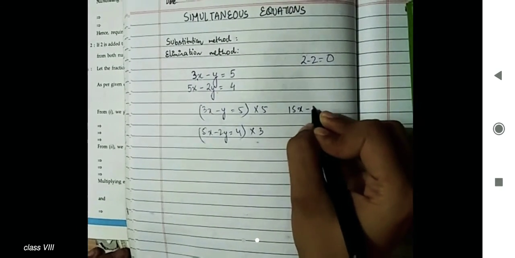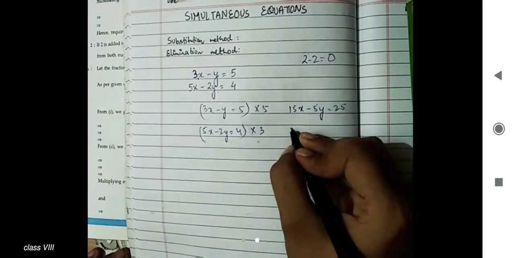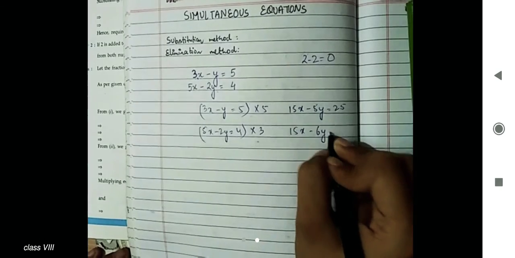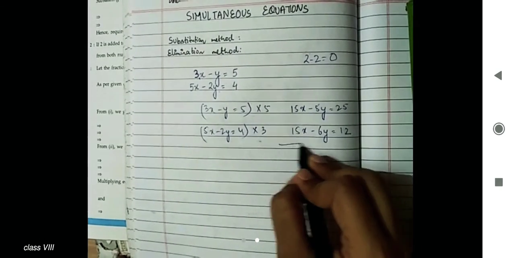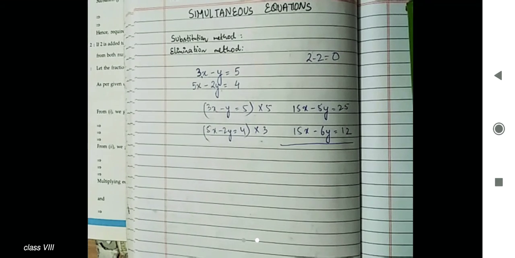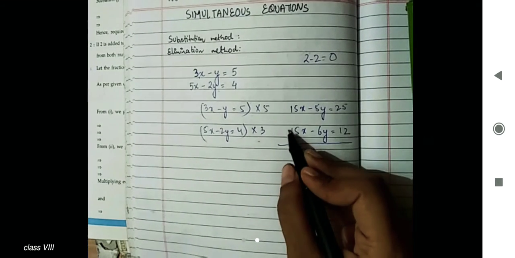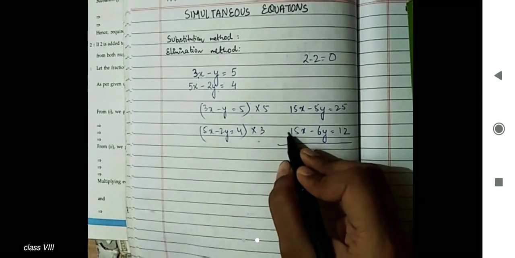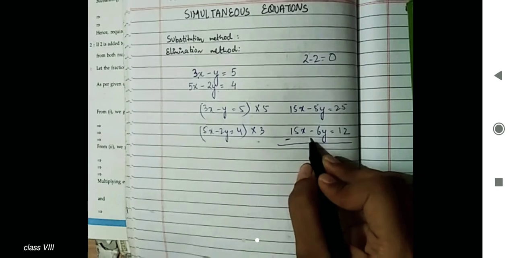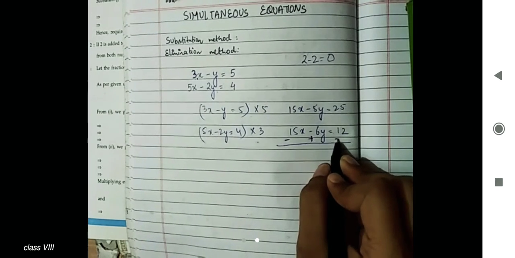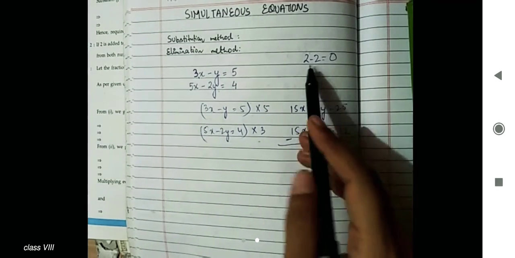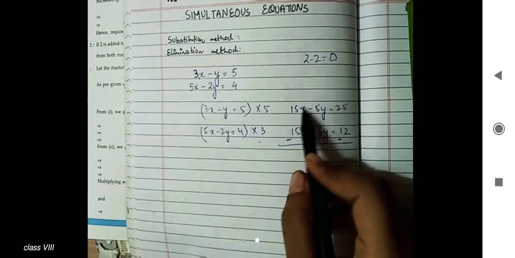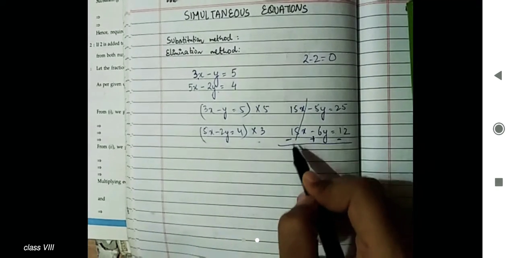So after multiplying, what will I get? 15x minus 5y is equal to 25. We multiply 5 with all the terms. Similarly here, 3 times 5 is 15x minus 6y is equal to 12. Now we will do the elimination method. Elimination means you will actually do subtraction. In subtraction, you change the sign of the second row. So plus 15x will become minus, minus 6y will become plus, plus 12 will become minus. Now minus 15 plus 15 will give you 0. See, you eliminated variable x.